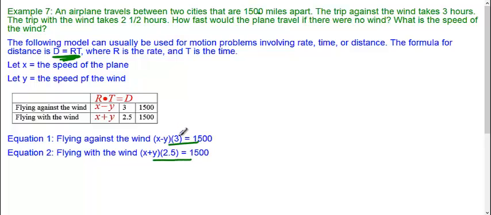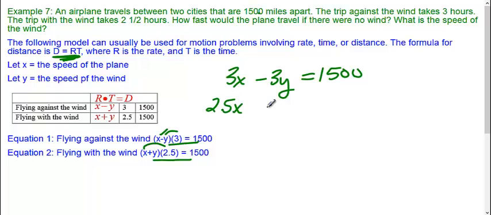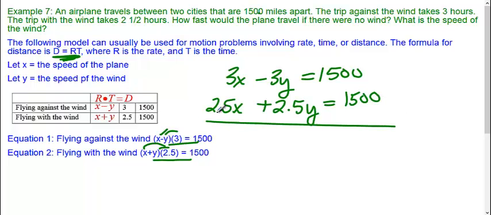What I need to do is distribute this 3. So 3 times x, I get 3x. 3 times negative y, I get negative 3y equals 1,500. This one I'm going to distribute the 2.5. 2.5 times x is 2.5x. 2.5 times y is 2.5y equals 1,500. Again, we can do substitution or elimination. I'm just going to do elimination.